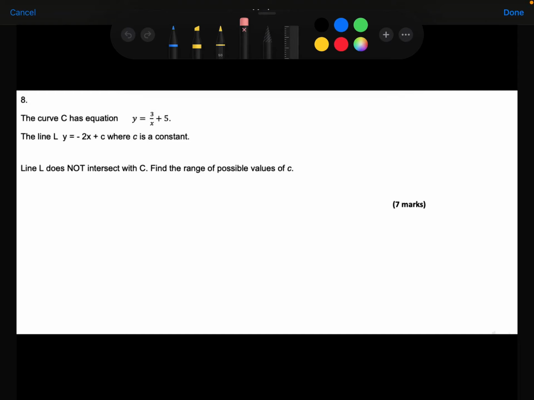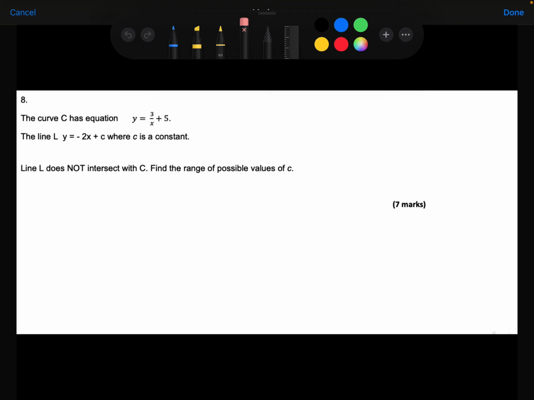Curve C has the equation y equals 3 over x plus 5. The line L, y equals minus 2x plus c, where c is a constant, does not intersect with C. We need to find the range of possible values of c.